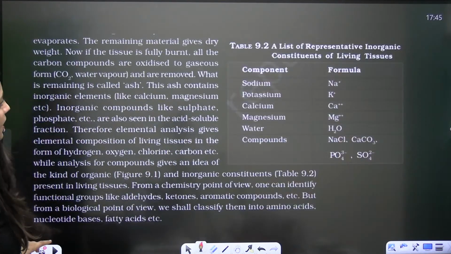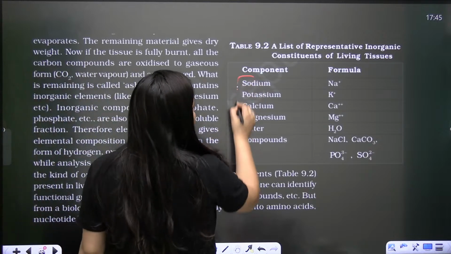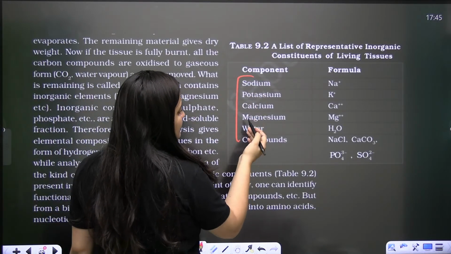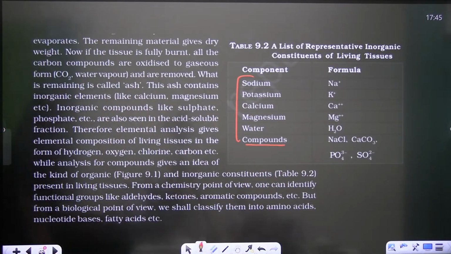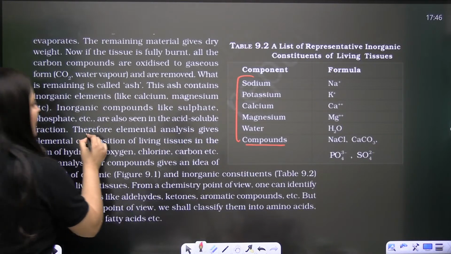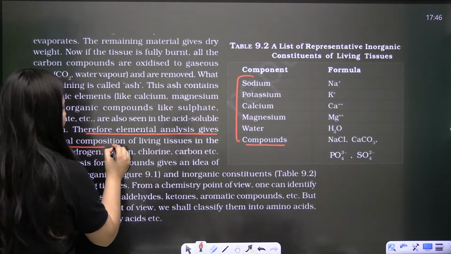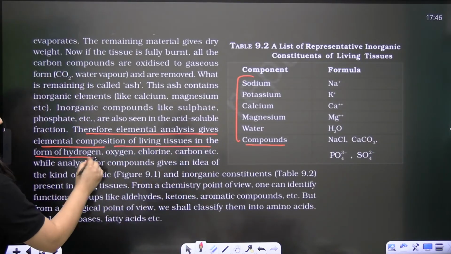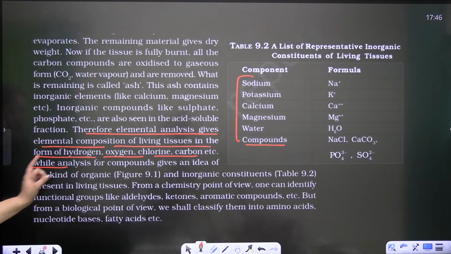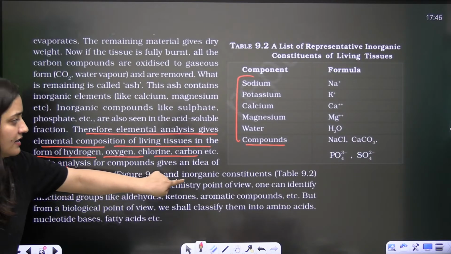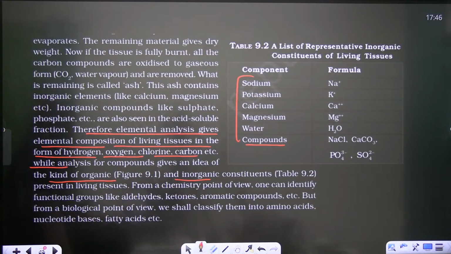Okay, so now the next is this. These are the representative inorganic constituents like sodium, potassium, calcium, magnesium, water, and the compounds are present. Obviously, we know these are present here. Okay, done, bache? So chemical elemental analysis gives elemental composition of living tissue in the form of hydrogen, oxygen, chlorine, and the carbon. And when it comes to the analysis for compound, it will tell us about the organic and the inorganic constituents.